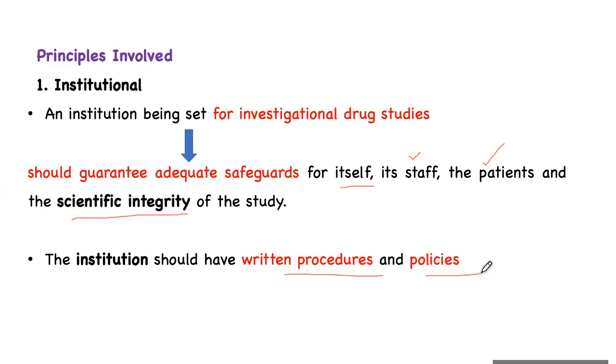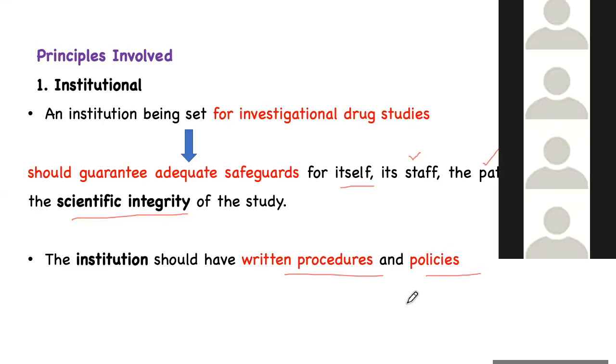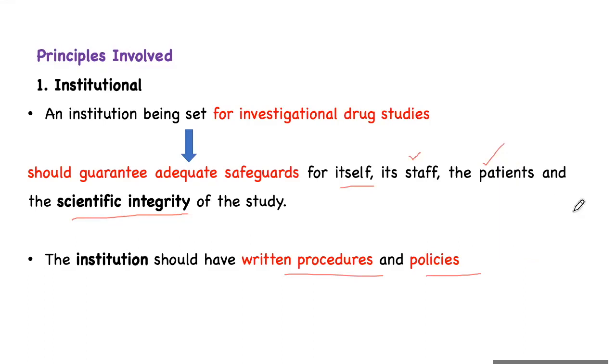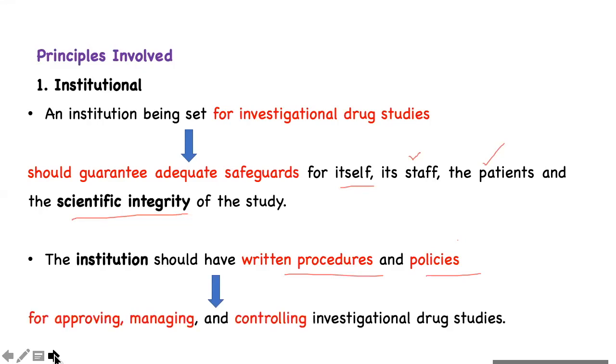Okay, so the institution should have written procedures and policies related to the investigational drug, and you have to strictly follow these policies, especially for approving, managing, and controlling investigational drug studies. There are policies for approving. Also, suppose your investigational process has been approved by the reviewing committee, then after that also there is a process for managing that research work, and also for controlling that research work.